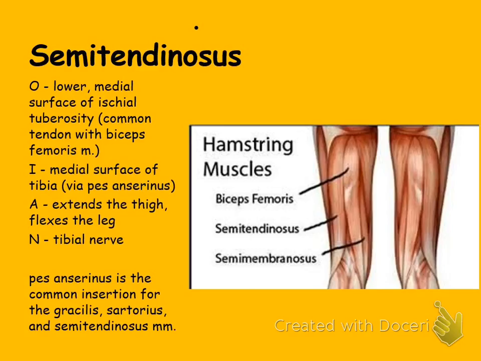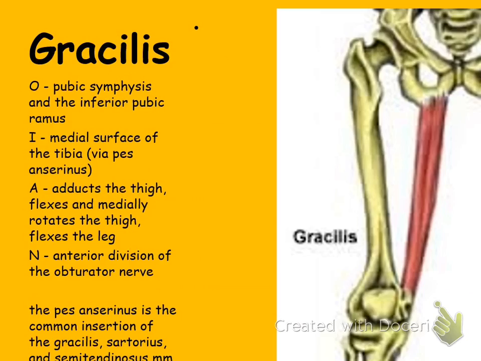Semitendinosus: lower medial surface of the ischial tuberosity, and it inserts on the medial surface of the tibia. So it comes around the medial side of the tibia, at what we call the pes anserinus. That is the common tendon, basically. It extends the thigh and flexes the leg. That's all they do.